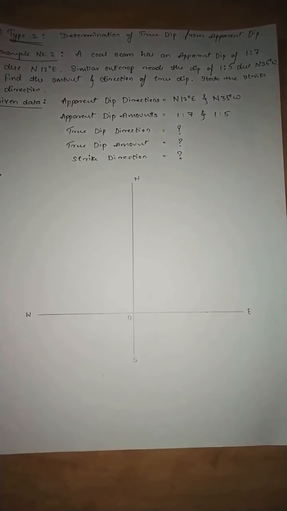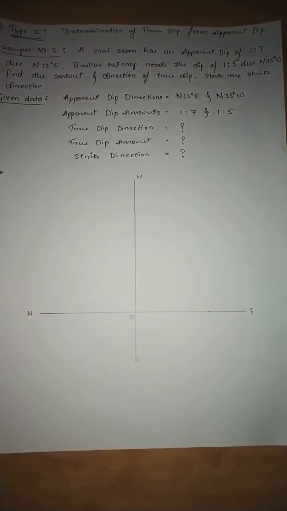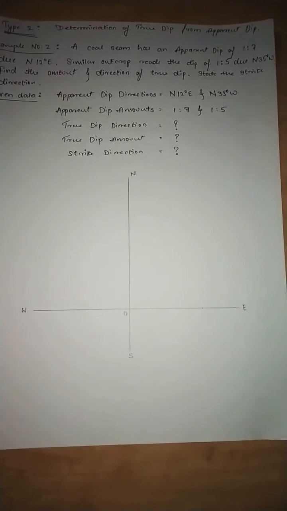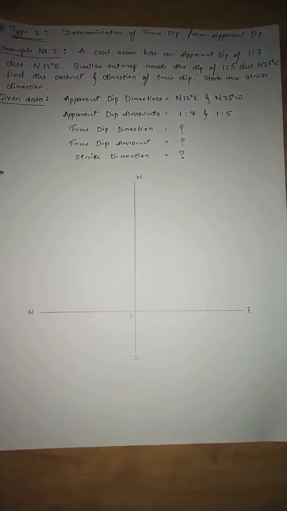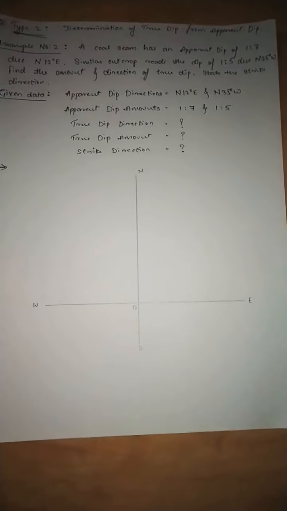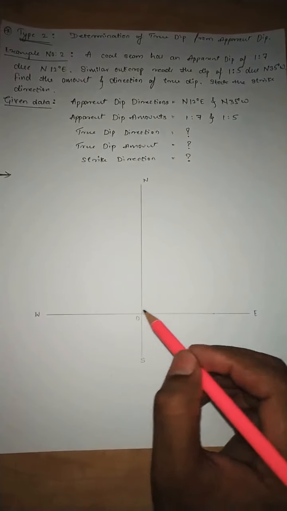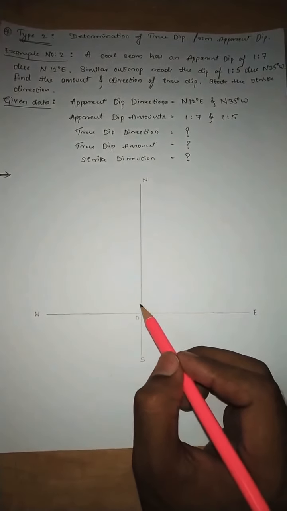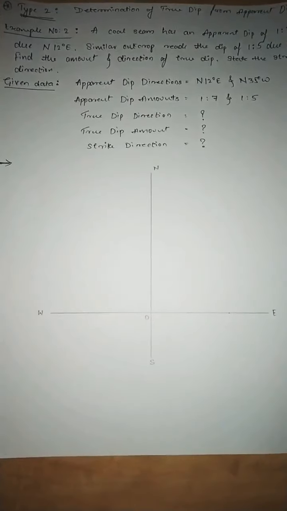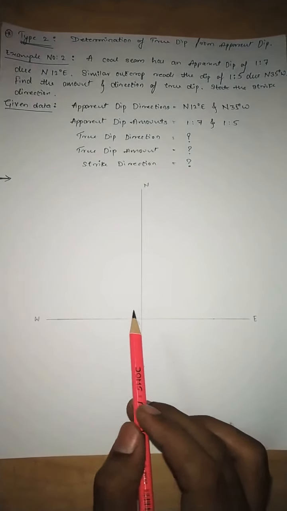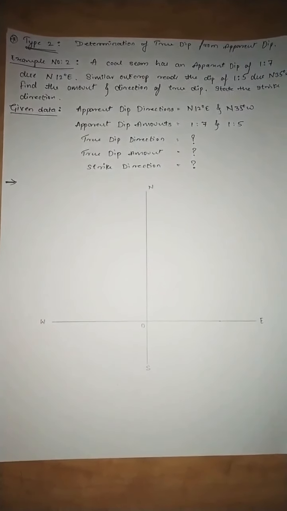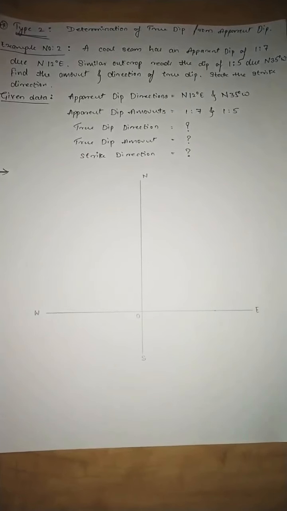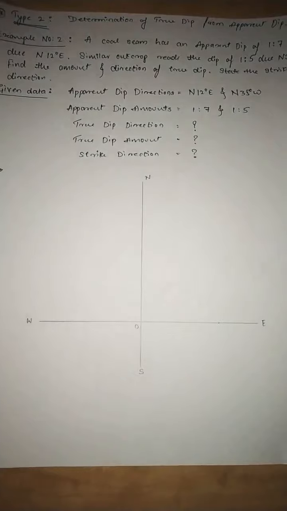So the first step is that we have to plot the north-south and east-west lines and the origin, as we did for the last problem. This has to be very perfect in terms of the angles, because if we commit some mistakes here, that will create errors in the final results of this problem. So we need to be very careful while plotting these north-south lines.